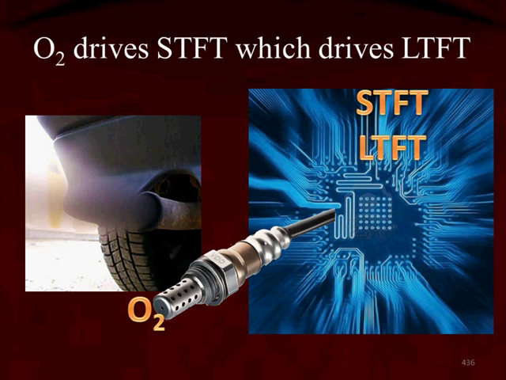Now the short-term value in the computer drives long-term fuel trim. Short-term reacts immediately in short bursts to correct the fuel. Now, the long-term fuel trim is a part of the computer, software in the computer called long-term fuel trim, and it watches the short-term fuel trim. And when the short-term fuel trim moves where it shouldn't be moving or stays where it shouldn't be moving, the long-term fuel trim then changes.